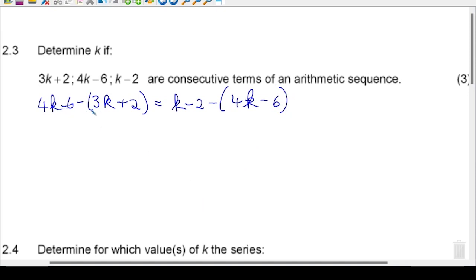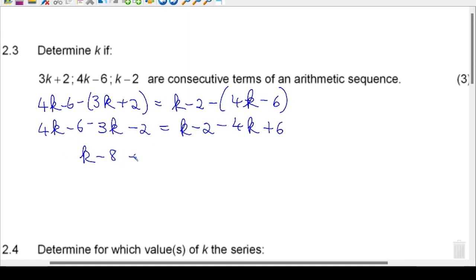Now we're going to subtract and subtract, and we're going to see what we get. Remember, we're trying to solve for k. We've got an equation, so it's just a question of tidying this up. Minus 3k minus 2, and on the right-hand side, k minus 2 minus 4k plus 6, because it's subtracting a negative, which is the same as adding. Now let's just tidy it up some more. We collect the like terms. We get k minus 8 on the left, and we get negative 3k plus 4 on the right.